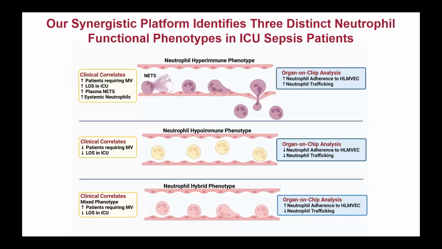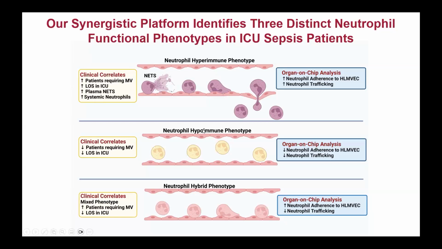So, in summary, if you want to look at how this platform identified these patients, you can see that in the hyperimmune phenotype, we have higher neutrophil adhesion, higher neutrophil trafficking into the tissue compartment, and we have higher NETs formation. I didn't talk about NETs, but again, this is published, so I'm not going to go into it. These neutrophils from this group of patients tend to produce more NETs. These patients require ventilation. They have a longer stay in the ICU. Their plasma NETs are higher, and they have a larger number of systemic neutrophils.